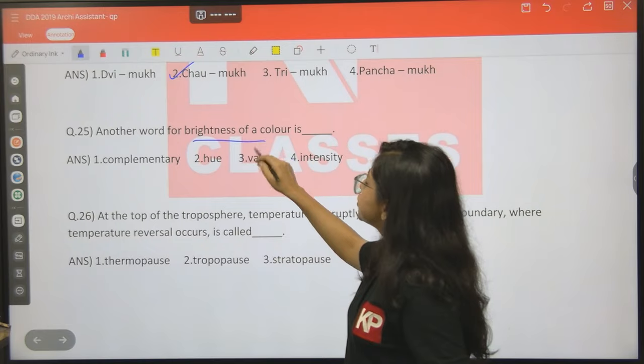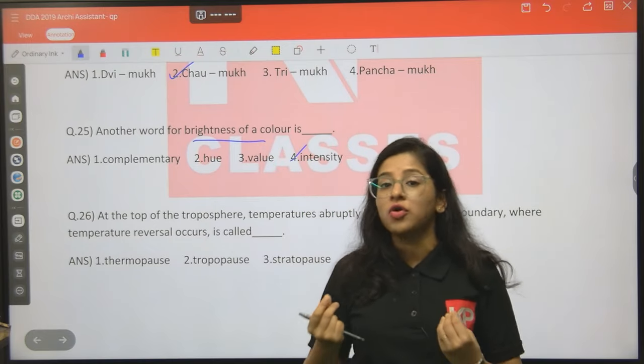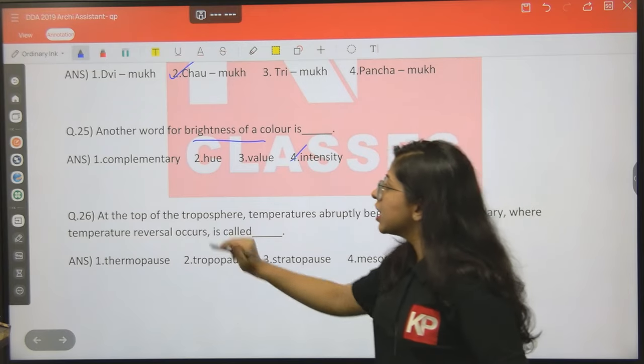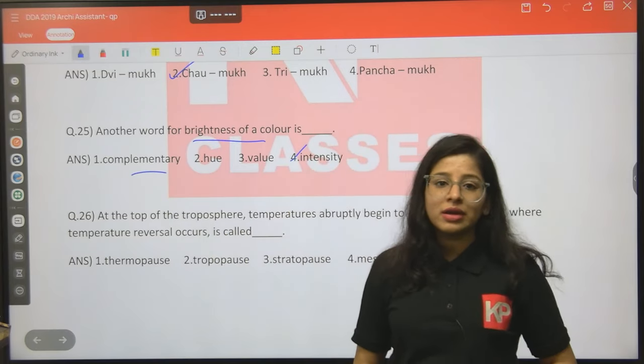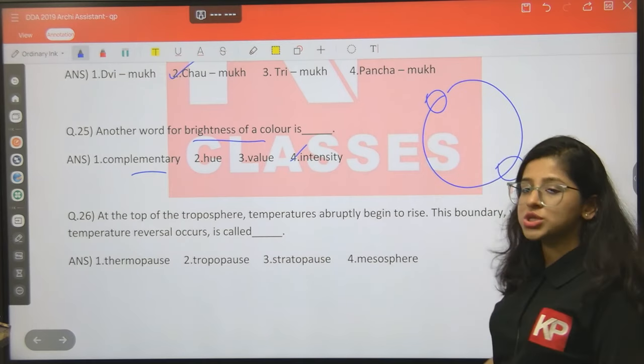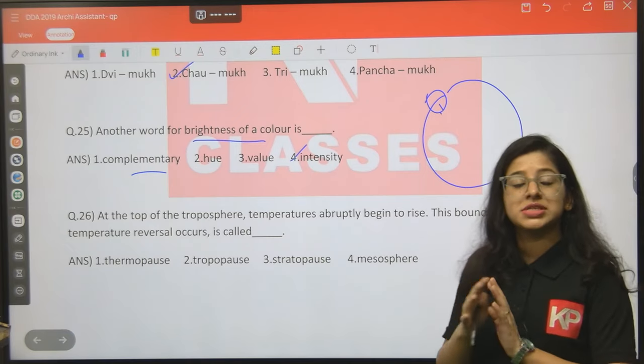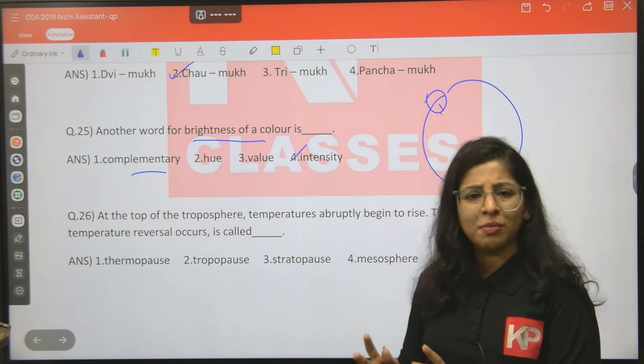Another word for brightness of a color is complementary, hue, value, or intensity. Brightness of a color is basically also known as the intensity. That means how bright or how dull a color is. Intensity, not complementary. Complementary colors are what? On a color wheel, there are colors which are opposite to each other. Those colors are known as complementary. That means if you mix these two colors, they will basically cancel out each other and form a grayscale kind of tone.